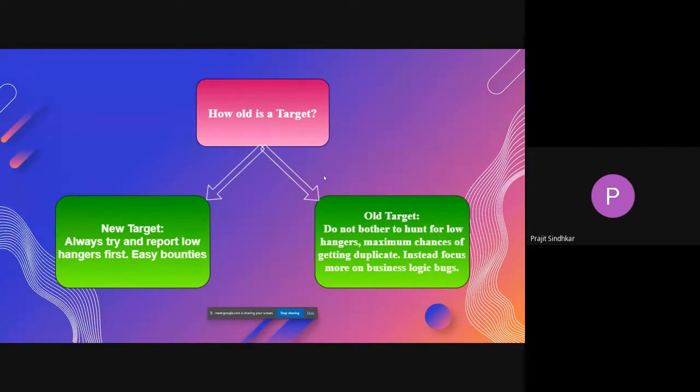Okay, and if it is an old target, of course, do not bother to hunt for low hangers. Maximum chances are of them getting duplicate. Instead, focus more on business logic bugs. Old targets generally have a maximum of duplicates, unless you are finding some interesting or logical finds. So focus more on that. It's not like if you keep on reporting here, you are going to hit a bounty like you do if a target is new, right? So follow this method. Just change it depending on how old the target is.